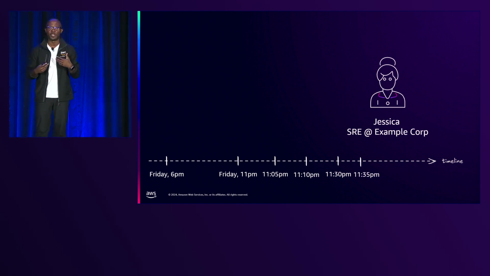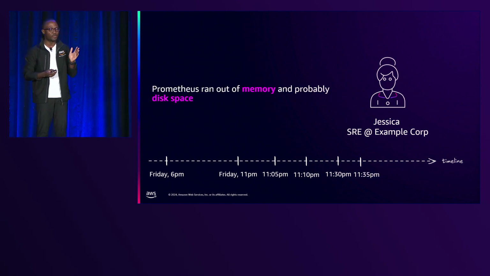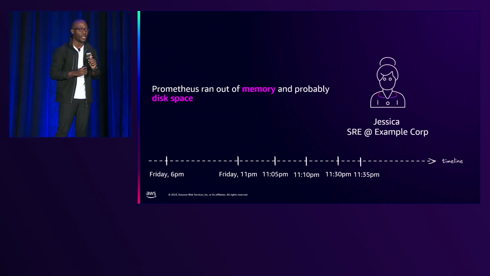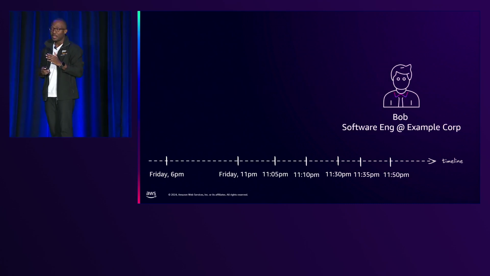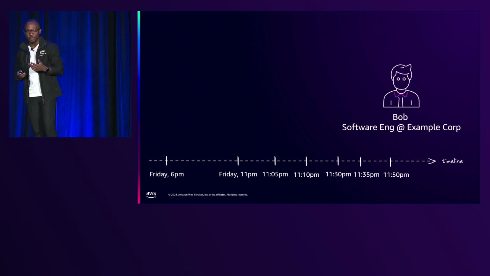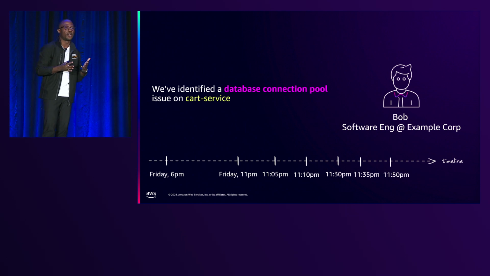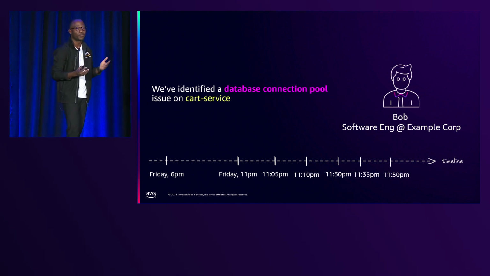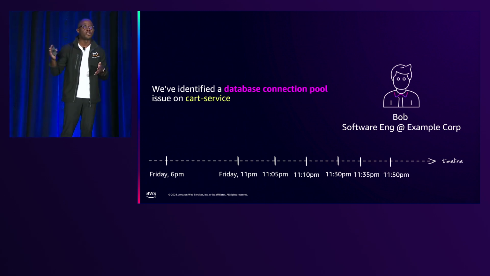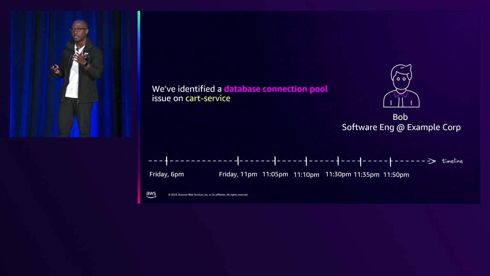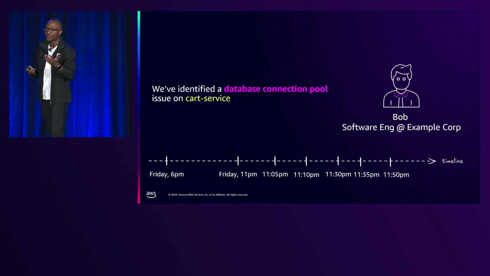Jessica comes back with an answer and says, I think Prometheus ran out of memory. I saw a bunch of OOM kills in some logs, and probably out of disk space as well. And a few minutes later, Bob also has some findings in the logs that there is a card service that has some problems connecting to the database. So there's a connection pool error in card service and probably other services as well. So we have identified some leads, and they're going to take necessary actions, like restart the services and try to recover the situation.